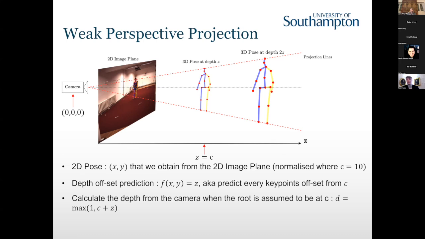And then you can calculate the depth from the camera, where the root is assumed to be at C. So you just assume that it's just a max of 1. So just 1 just constrains the prediction to be in front of the camera. And then C plus your depth prediction Z. And then you do your final 3D pose reconstruction, which is just multiplying our predictions by the coordinates.